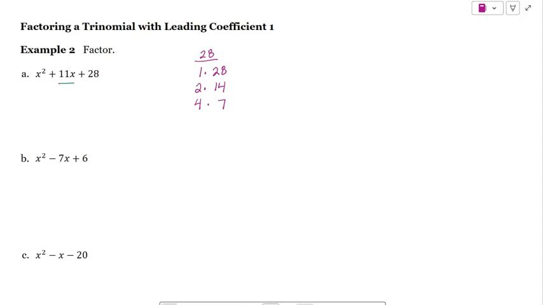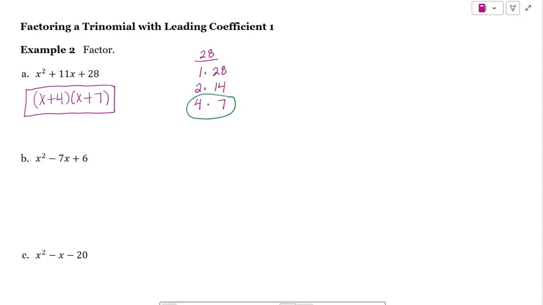So it looks like if I do 4 and 7, 4 plus 7, that'll give me an 11. So in this example, because all the terms are positive, everything's going to stay positive. So my final answer will be x plus 4 and x plus 7. The two numbers that I found over here on the right-hand side end up going directly into the parentheses.